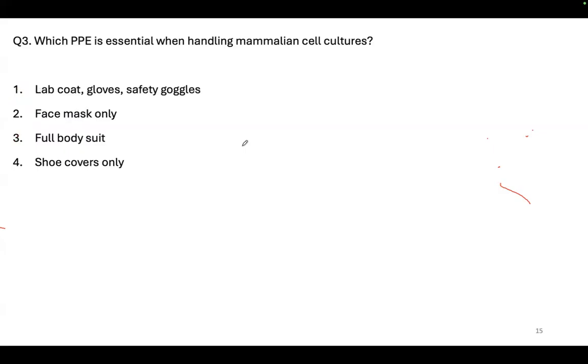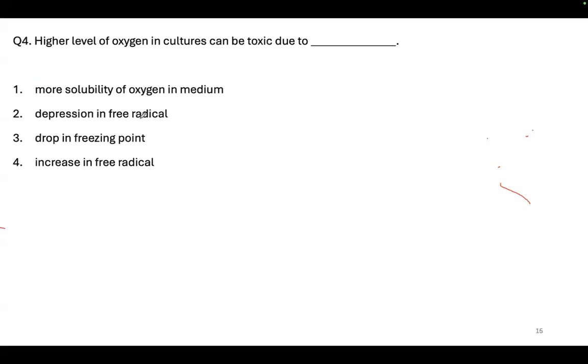Right. Which PPE, which is personal protective equipment, is essential when you're handling mammalian cell cultures? Yes, so it's one. We talked about it, so you don't necessarily need a face mask because you're not working with infectious agents. Full body suit also not required. Shoe covers are an added thing, so it depends how important that is. But yes, lab coat, gloves, and safety goggles are super important.